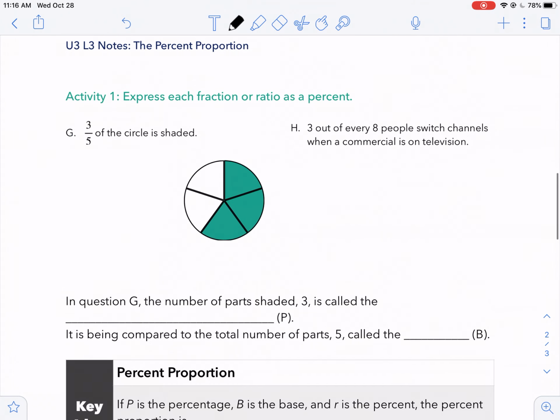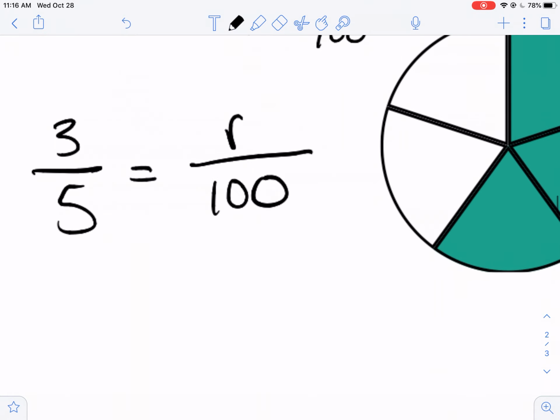Now, let's work on expressing these as percents. So you see I have this lovely circle right here, and 3/5 of it is shaded. So what percent of the circle is shaded? Well, all we have to do is express it as a fraction. So remember that percent means something out of 100. So we can say that 3/5 equals, we don't know what that something is. Let's say R for ratio, okay? R over 100. Oh, hey, now you know this proportion.